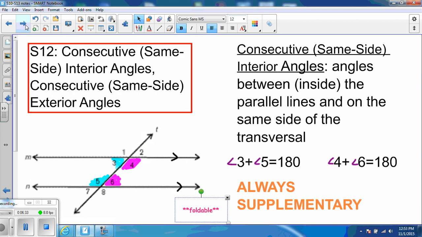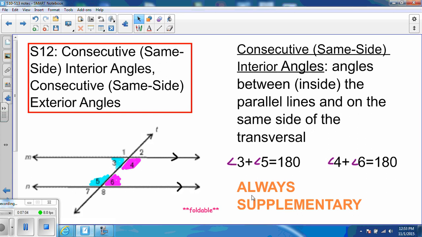Moving on to standard 12, we have consecutive same side interior angles. Sometimes you'll see this as consecutive interior angles, sometimes you'll see same side interior angles. Same with consecutive exterior angles. Sometimes you'll see it as same side exterior angles. This one is another one that's supplementary. If you're ever looking at same side or consecutive, those are supplementary angles.